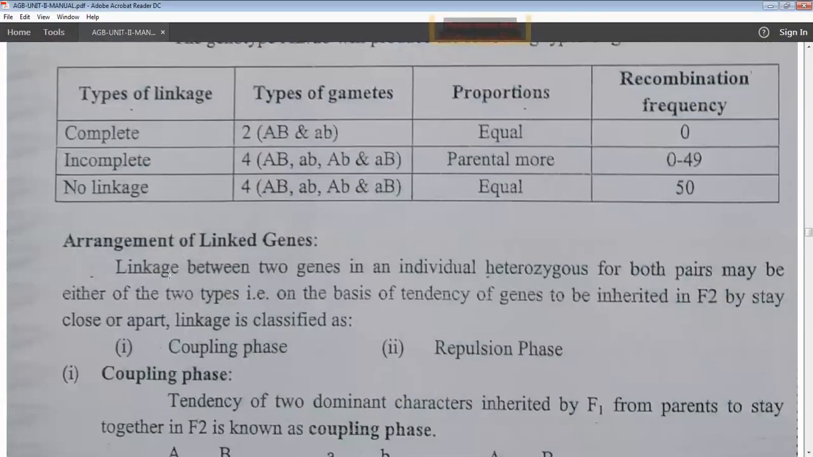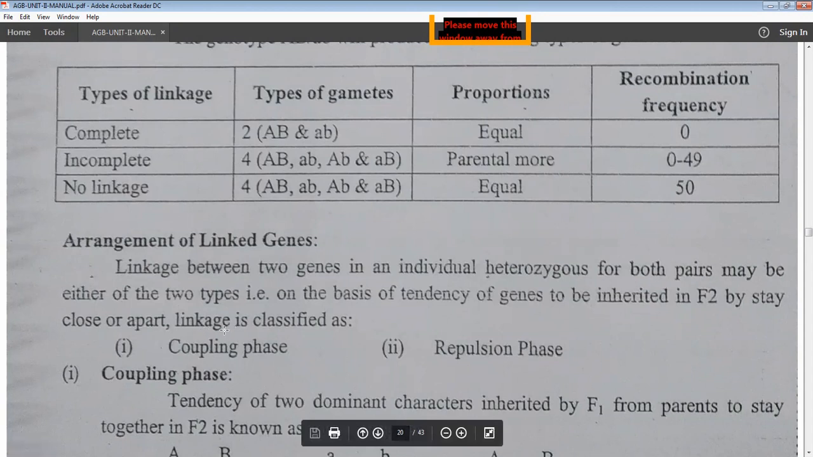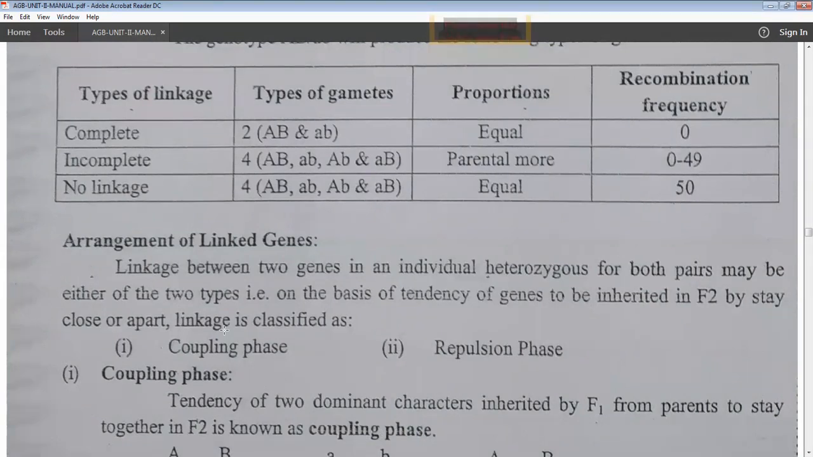Arrangement of the genes: the linkage between the two genes of an individual heterozygous for both pairs may be of two types. On the basis of the tendency of the genes to be inherited into the F2 generation, to stay close or apart, the linkage is classified into mainly two forms. Linkage is of two types. One is coupling, another is repulsion. Coupling term came from couple. Couple means when they tend to be together. Repulsion means when they try to move away from each other.